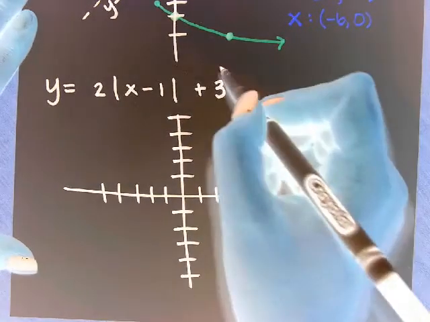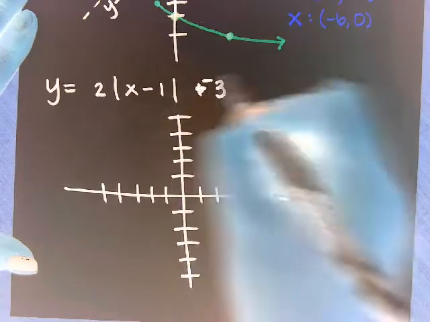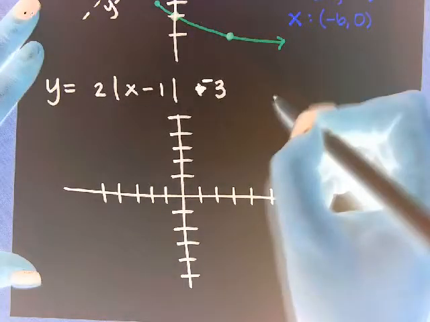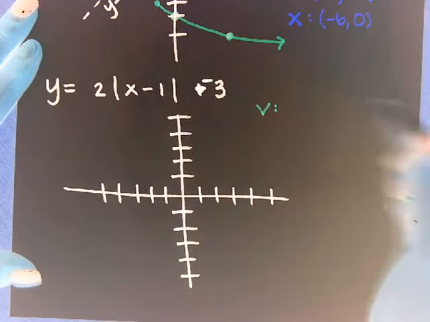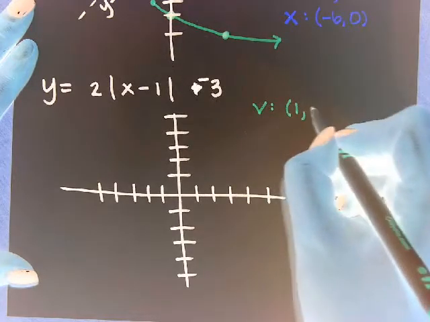I want this to fit on the graph better, so go ahead and scribble out that plus 3 and write minus 3 instead. It's going to fit better if we do that. Okay, so if I look at that and I'm graphing my original problem, what is the vertex for my original problem? 1, -3.